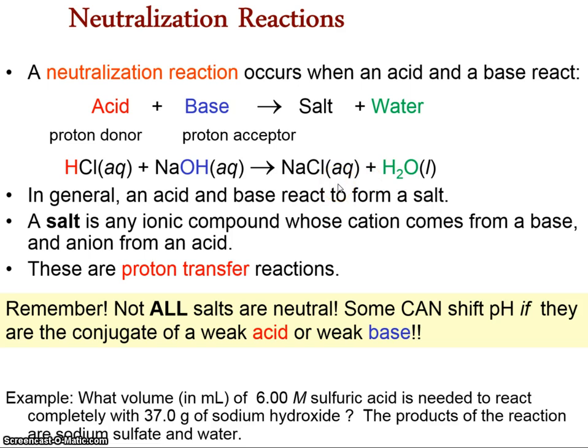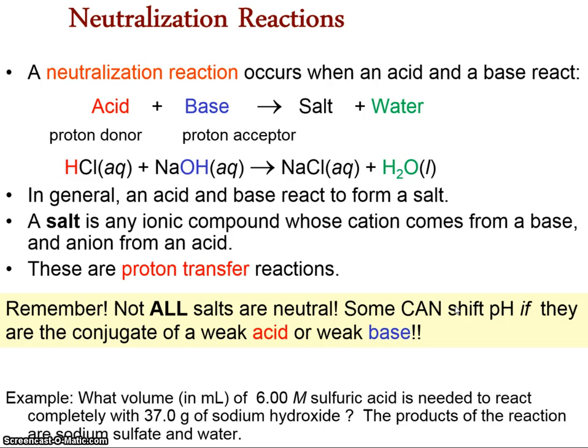In general, an acid and a base are going to react to form a salt, and that's any ionic compound whose cation comes from a base and whose anion comes from an acid. These are all proton transfer reactions. Remember, not all salts are neutral, right? They can shift the pH if they're the conjugate of a weak acid or a weak base. So, for example, if I had ammonium nitrate, that would shift the pH and it would be acidic.